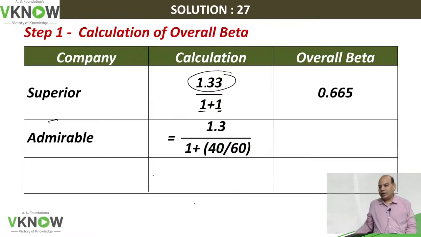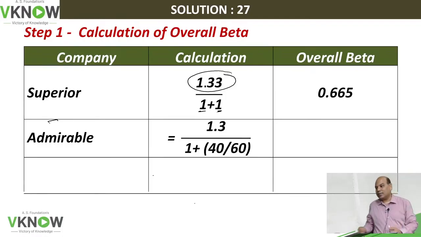So my overall beta of Superior Limited is 0.665. Now try yourself Admirable Limited. Its equity beta is 1.30 upon 1 plus debt equity ratio, 40% debt, 60% equity, so 1 plus in bracket 40/60.